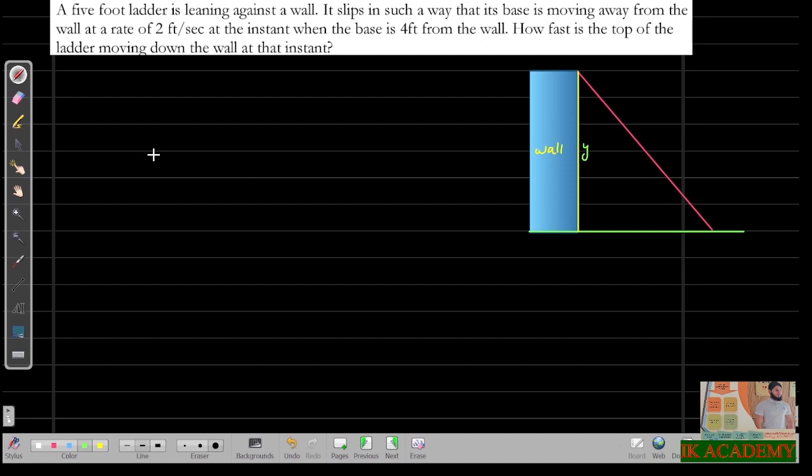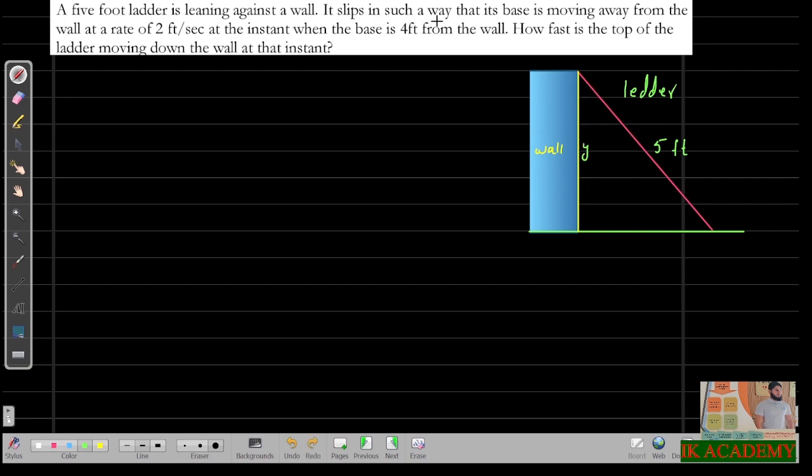Okay guys, we have another example. A 5-foot ladder is leaning against a wall. I have shown a ladder here. Let me give the name ladder to this red line, and the length of the ladder is 5 feet, leaning against the wall. Here we have the wall, and the ladder is leaning against it.